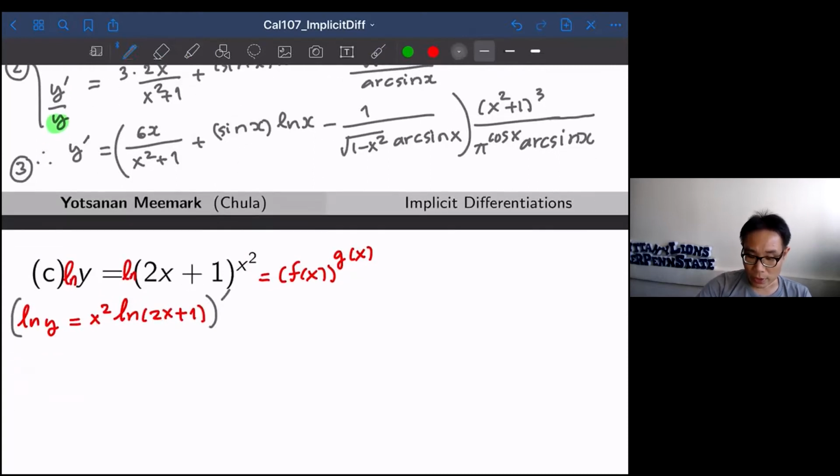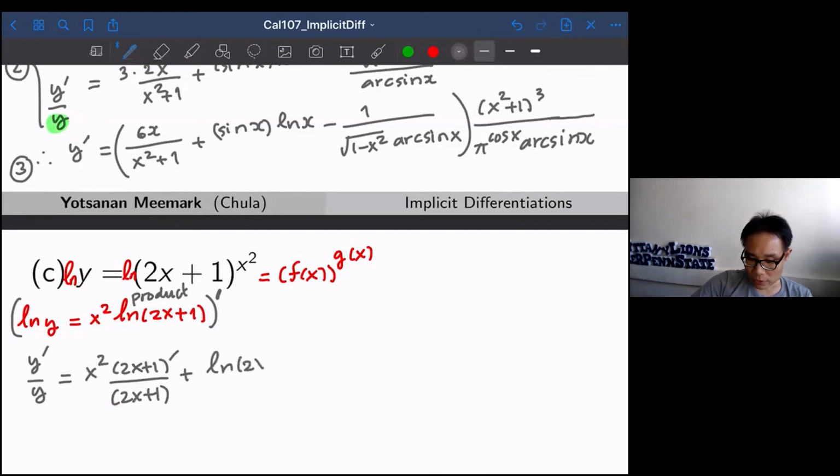Okay, so you're gonna differentiate this term, so you get the derivative of log y is gonna be y prime over y, and for the derivative of x squared log (2x plus 1), so this guy is a product. So you're gonna have the first times the derivative of the second, plus the second, which is log (2x plus 1), times the derivative of the first. So it's going to be, what? 2x. Okay. That's it, actually.